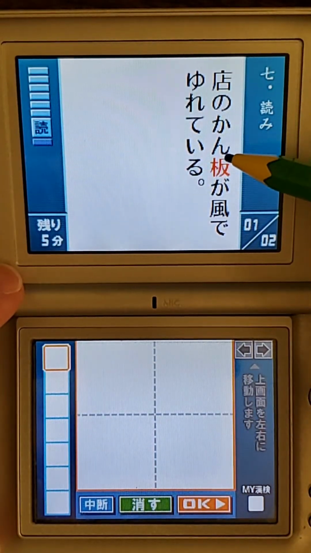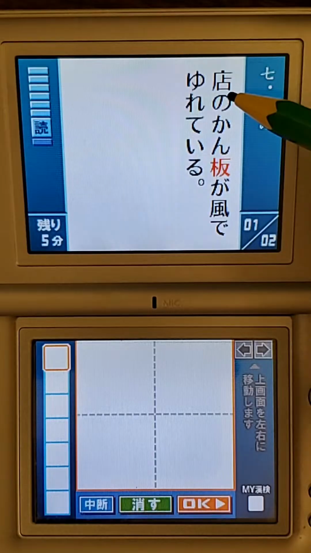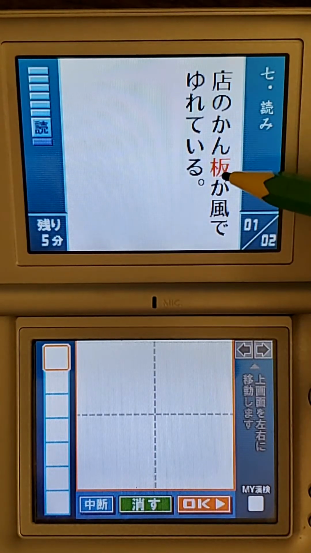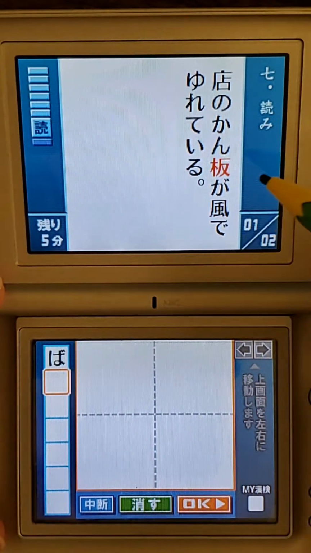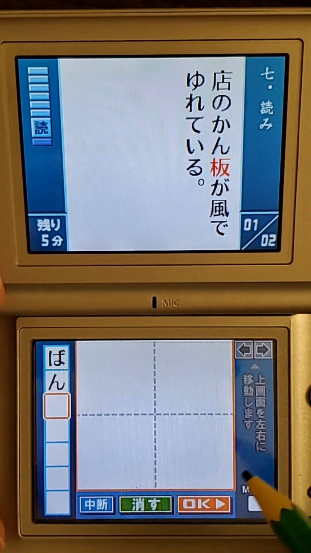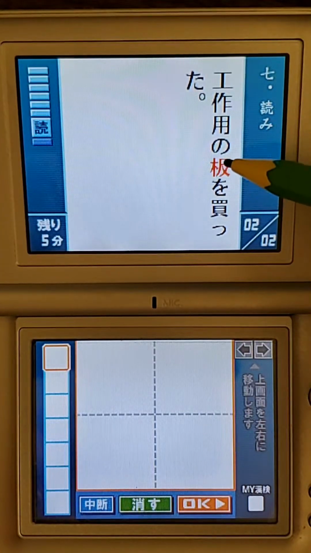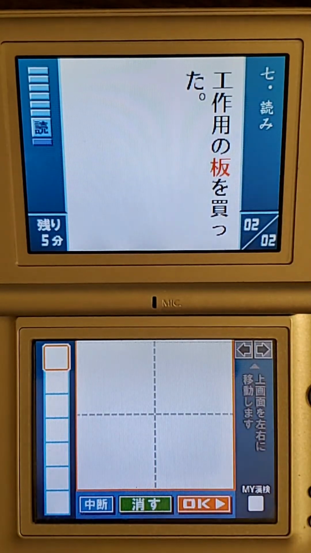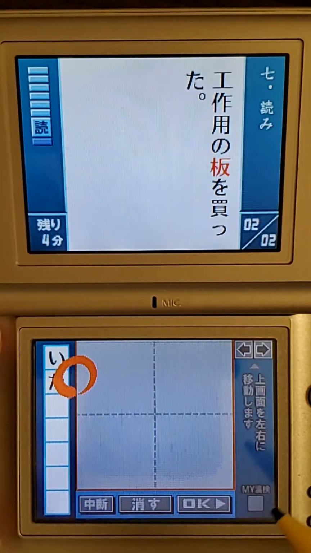All right. Mise no kanban ga kaze de yureteiru. So mise no kanban, so the sign on the store. So kanban. Oh, I'm just writing the. I was thinking it was going to be harder than I was thinking. I just put the reading of this. So ban. Right. Kosakuyo no Saka? That's not Saka. So it's like Kokuban. What's the other reading? Kosakuyo no Ita. So it's board. Ita. Yeah, sometimes you just gotta think about it.